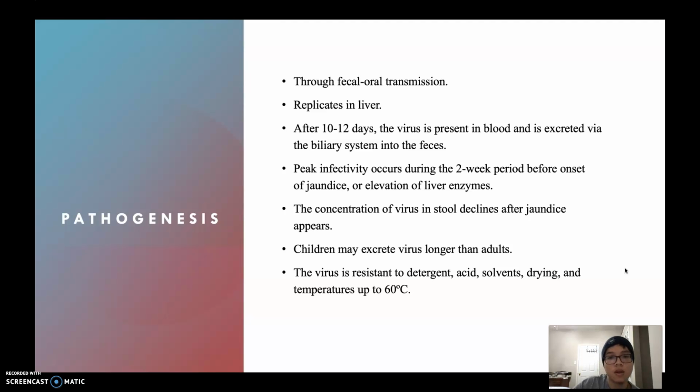The virus replicates in the liver. So after 10 to 12 days, the virus is present in blood and is excreted via the biliary system into the feces. The peak infectivity occurs during the 2 week period before onset of jaundice or elevation of liver enzymes. After jaundice appears, the concentration of virus in stool declines. Children may excrete virus longer than adults. The virus is highly resistant to detergent, acid, solvents, drying, and temperature up to 60 degrees Celsius.